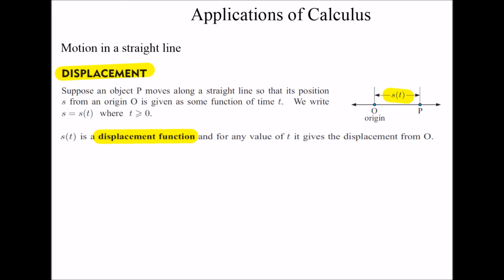This means when you want to know where the object is after 1 second, 2 seconds, you substitute that value into s of t, and that will give you how far the object is from the origin.